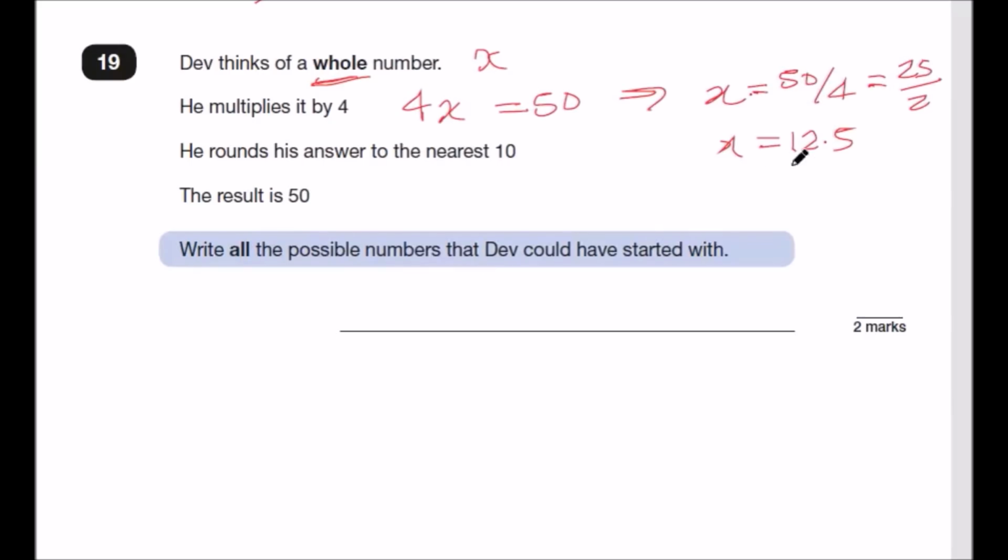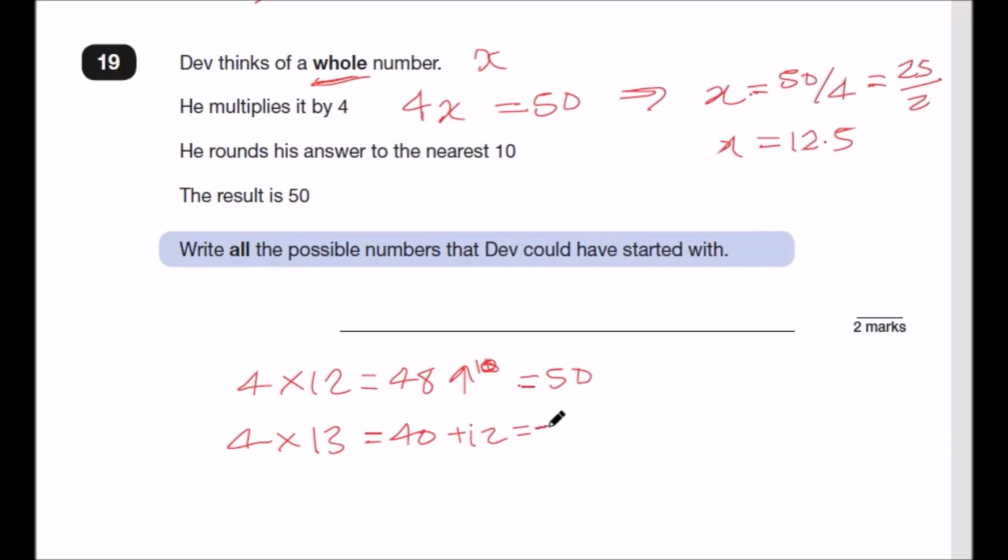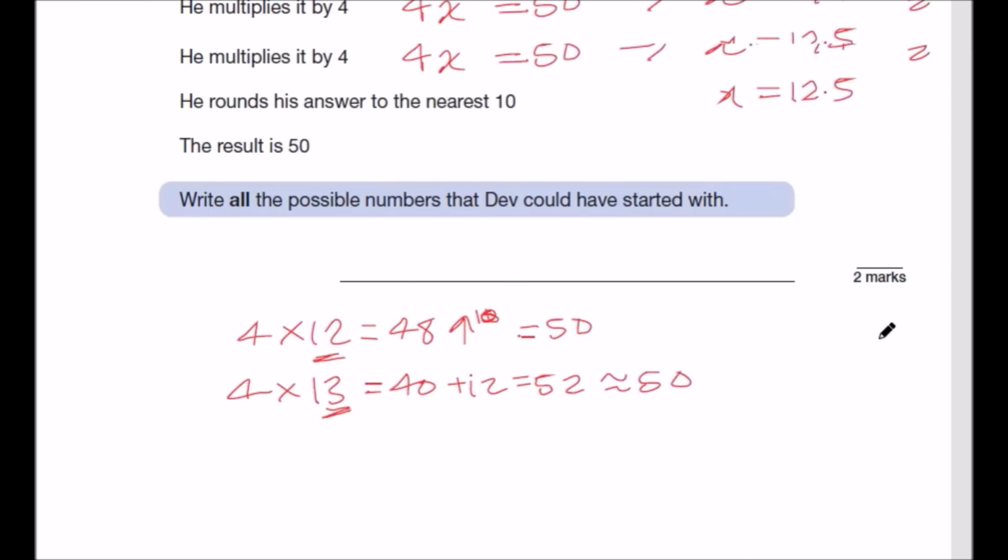So let's have a go. Let's start with 12 here. So let's say, what's 4 times 12? 4 times 12 is 48. And if you round it to the nearest 10, you should get 50. Now, let's try 4 times 13. So 4 times 10 is 40, 4 times 3 is 12, so 40 plus 12 should give us 52. And if you round to the nearest 10, it becomes 50. So yep, 13 works and 12 works. So what else could it be?